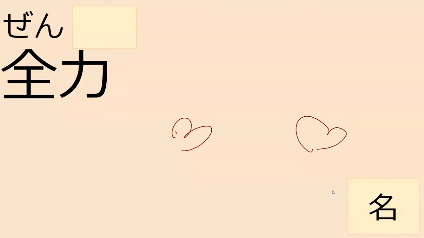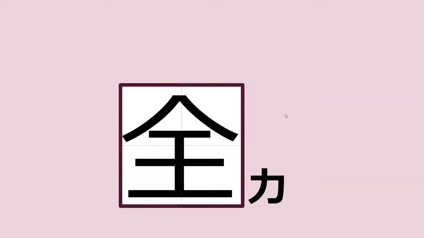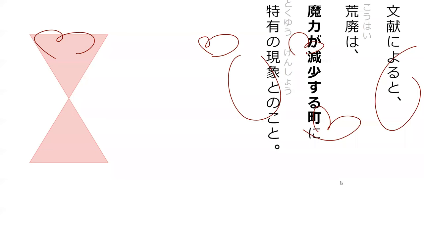Perfect. Can you read this one for me? Zenryoku. With full power. What did it start with, this full power word? Zen. Can you read the sentence for me? Dorobou wa zenryoku de nusunda. The thief stole with all his power. Every effort. Exactly.